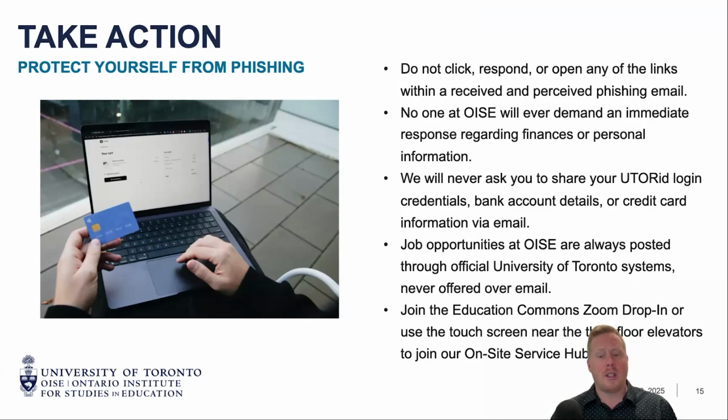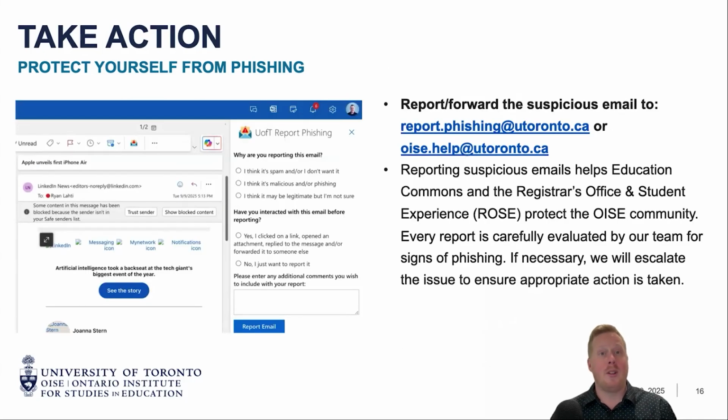You can also join the Education Commons Zoom drop-in or come see us on the third floor by using our touchscreen if you have any questions about how to protect yourself from phishing. Also, if you do receive an email that you think might be phishing, there's a couple things you can do. The first thing is you can forward that email to one of these two email addresses, report.phishing@utoronto or oise.help@utoronto.